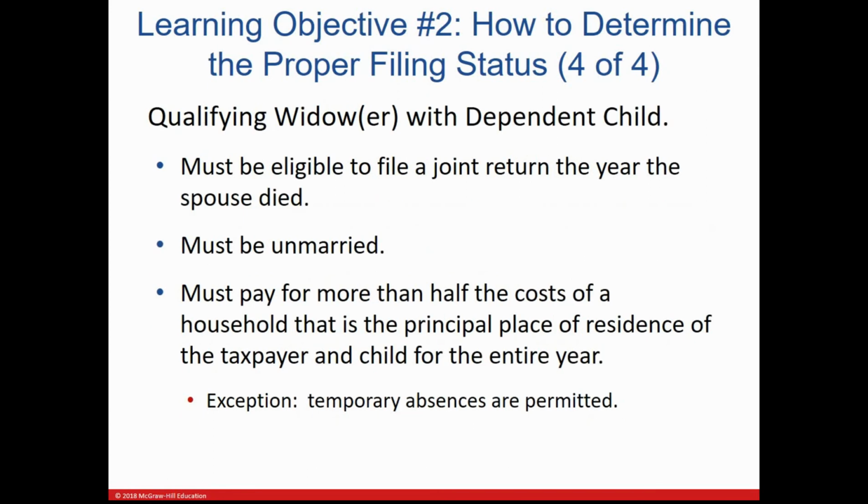Another filing status is a widow or widower with a dependent child. You must be eligible to file a joint return during the year the spouse died. So when the spouse dies during the year, then as of the end of the year, you're still considered married.